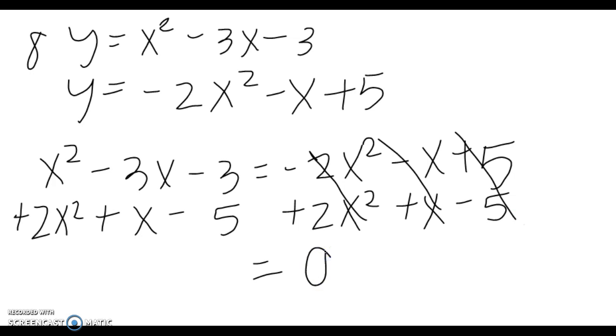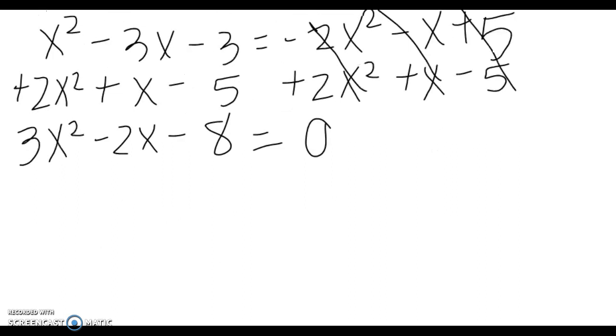On the left, x squared plus 2x squared gives me 3x squared. Negative 3x plus x is negative 2x. Negative 3 minus 5 is negative 8. As we saw in the last one, I am now going to factor.